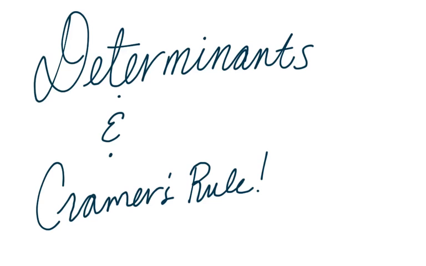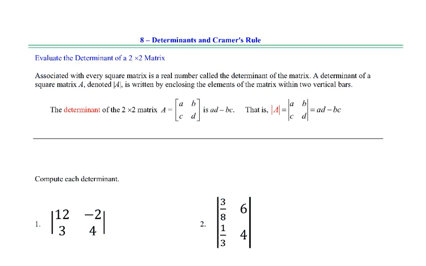So let's get started. The first part of this is evaluating the determinant of a 2x2 matrix. Associated with every square matrix is a real number called the determinant of the matrix. I'm going to pause for a moment right there and determine what it means when it's a square. A square matrix would be a 2x2 or a 3x3. The order of the matrix would need to be the same number of rows and the same number of columns, okay? And these would make what we call square matrices.